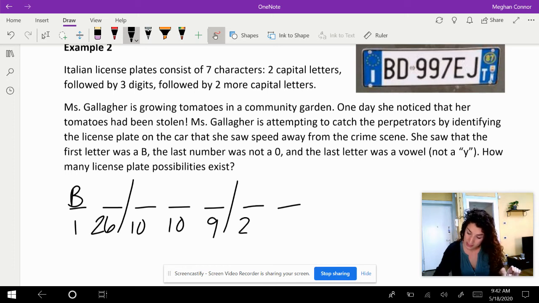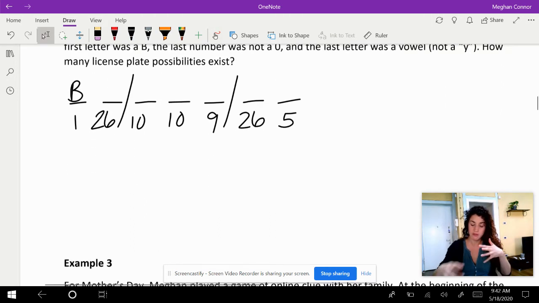And then we have 26 options for the third capital letter, but then it says that the last letter was a vowel, A, E, I, O, U. So that's 5 options. And those are all the options for each of the slots that we have of this license plate. So we take all of our options and multiply them all together. So 1 times 26 times 10 times 10 times 9 times 26 times 5.